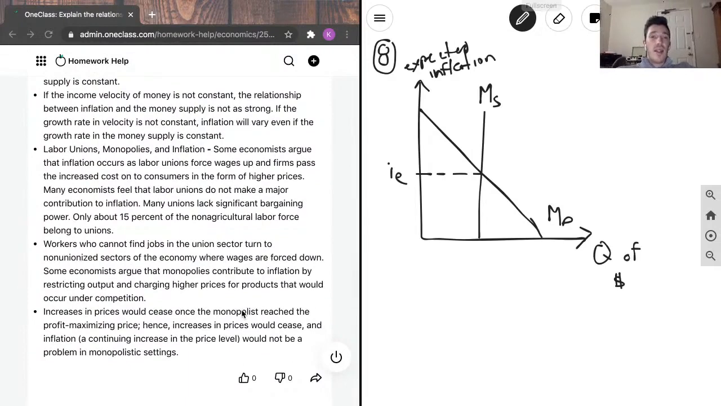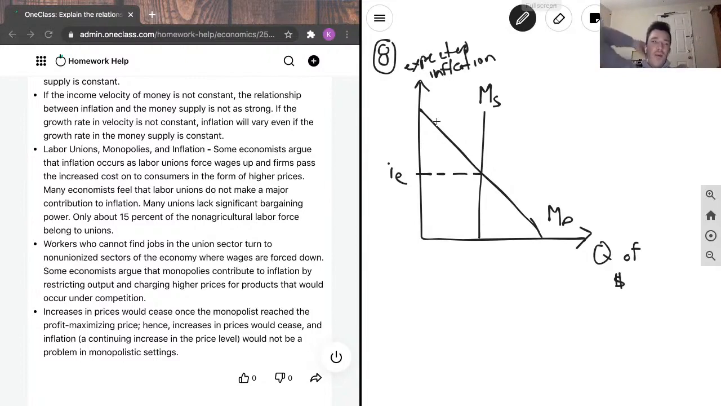If the income velocity of money is not constant, the relationship between inflation and the money supply is not as strong. If the growth rate in velocity is not constant, inflation will vary, even if the growth rate in the money supply is constant.